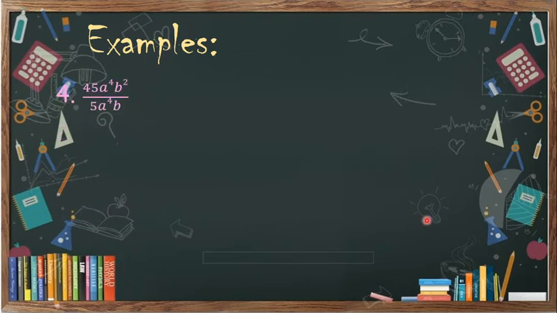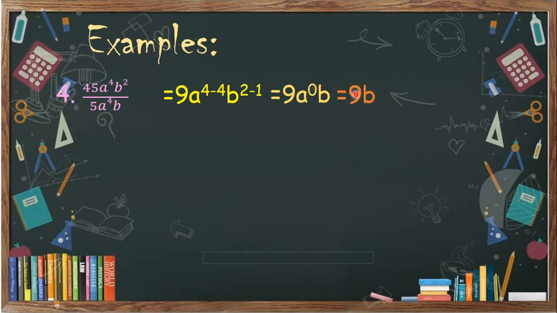Another example, 45a to the fourth power b squared divided by 5a to the fourth power b. Divide 45 and 5, we get 9. Then subtract the exponent of the denominator from the exponent of the numerator, and also for b. So we have 4 minus 4, we get 0. Then 2 minus 1 is 1. Then we can cancel a raised to 0 because this is already equivalent to 1. So we write only 9b.